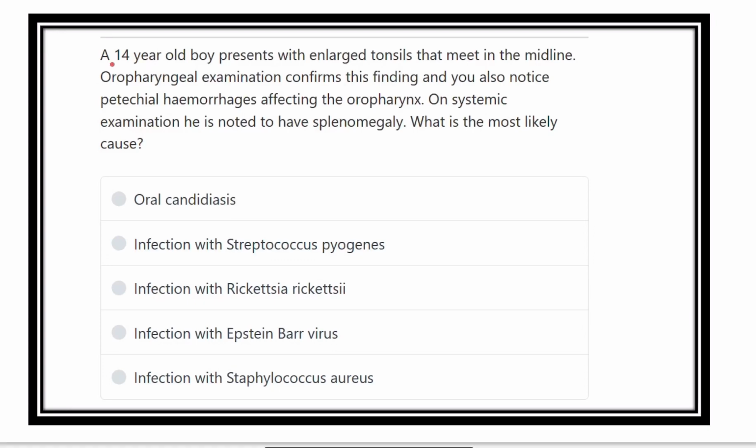A 14-year-old boy presents with enlarged tonsils that meet in the midline. Oropharyngeal examination confirms that finding. You also notice petechial hemorrhage affecting the oropharynx. On systemic examination, splenomegaly is noted. What is the most likely cause?